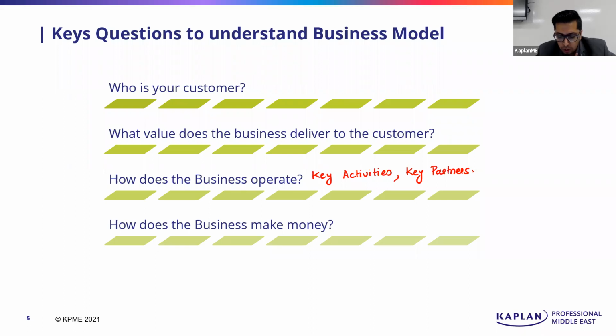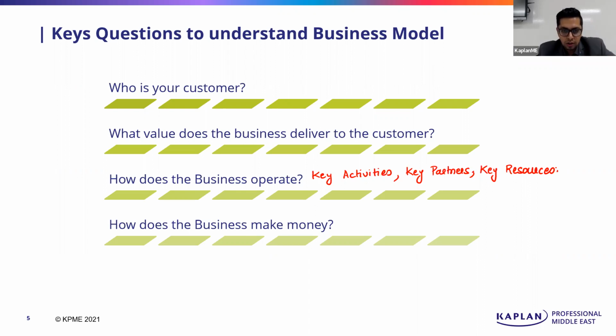So how does the business operate? Key activities, key partners. The third thing is key resources. So what am I procuring in order to deliver these offerings? This could include raw materials. This could include your other key resources, such as, for example, I will discuss this later on, but in Zara's case, you need those designers as well, right?